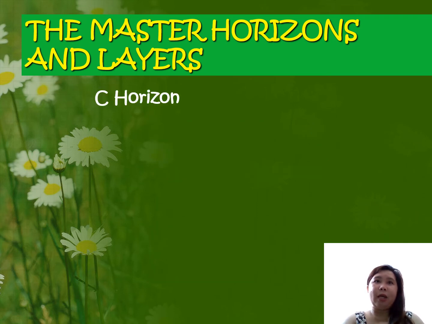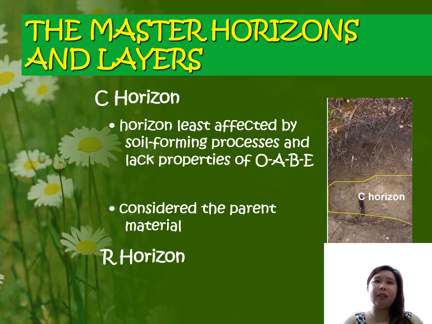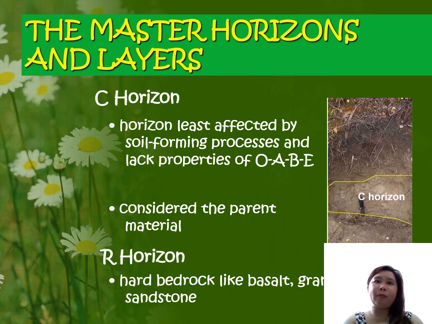And then we have the C horizon. This horizon is the least affected by the soil forming processes and factors, and lacks properties of the O, A, B, and E horizons. The last one we have is R horizon, which is the hard bedrock like basalt, granite, or sandstone. So, and also, as what I've said earlier, C horizon is considered the parent material.